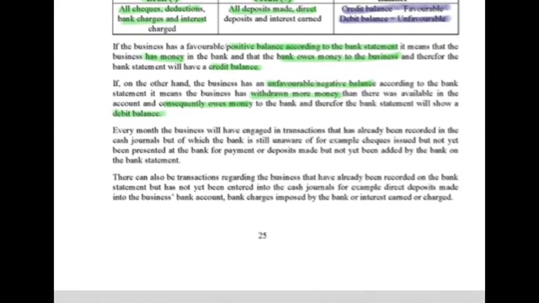So every month the business will have engaged in transactions that have already been recorded in the cash journals, but of which the bank is still unaware. For example, checks issued but not yet presented to the bank for payment, or deposits made but not yet added by the bank on the bank statement. There can also be transactions regarding the business that have already been recorded on the bank statement that have not yet been entered into the cash journals. For example, direct deposits made into the business's bank account, bank charges imposed by the bank, or interest earned or charged.